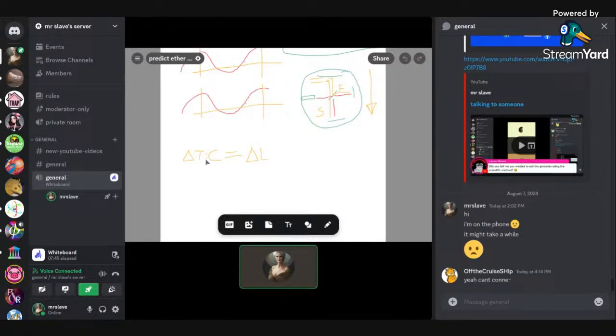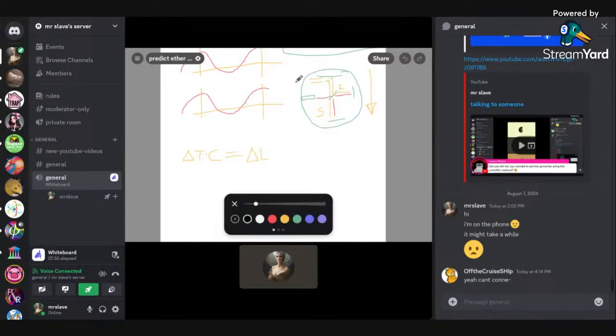according to my theory. Anyway, delta t times the speed of the waves in the medium is equal to delta L. This is delta L. Then how many wavelengths are in this delta L? Well, we need the wavelength. So delta L divided by a wavelength.